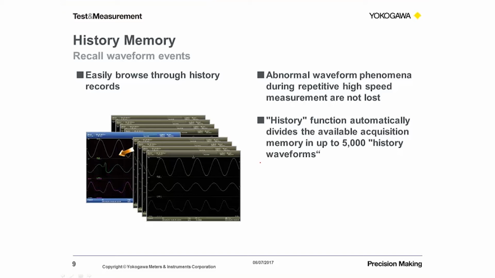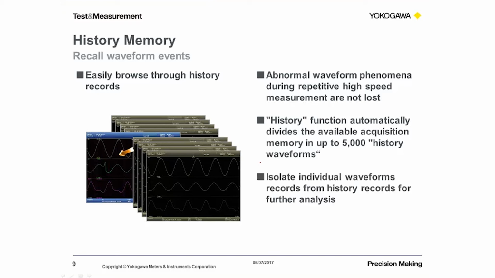So within a DL850, which is the larger laboratory version of our ScopeCorder, we can have up to 5,000 history memories. In the DL350, we can have up to 1,000, because essentially the maximum memory is less. And as we described, we can then isolate individual waveform records from the history to do further analysis.